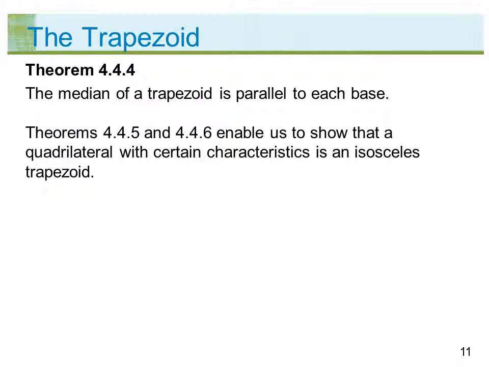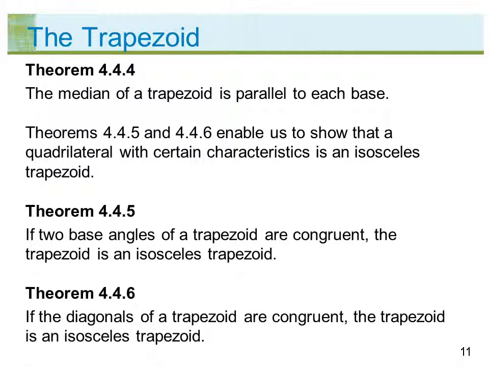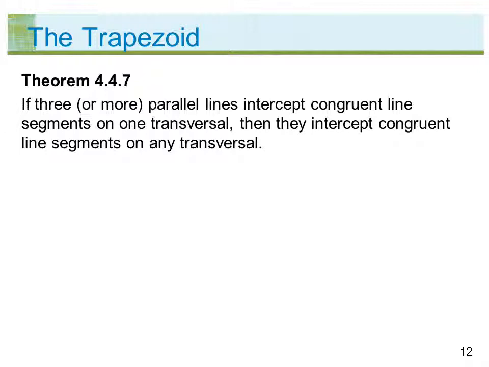Theorems 4.4.5 and 4.4.6 enable us to show that a quadrilateral with certain characteristics is an isosceles trapezoid. Theorem 4.4.5. If two base angles of a trapezoid are congruent, the trapezoid is an isosceles trapezoid. Theorem 4.4.6. If the diagonals of a trapezoid are congruent, the trapezoid is an isosceles trapezoid. Theorem 4.4.7. If three or more parallel lines intercept congruent line segments on one transversal, then they intercept congruent line segments on any transversal.